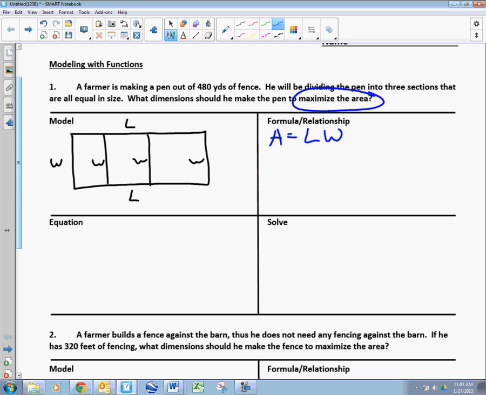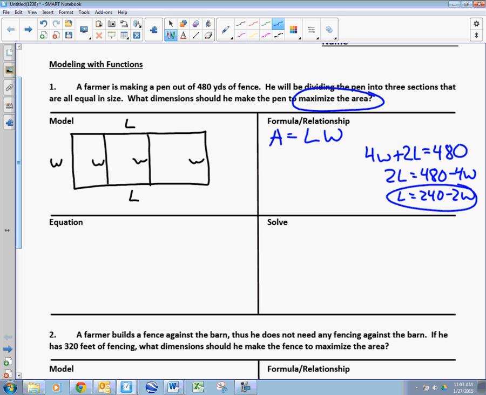So I want to write a function for area, but I can't use 2 variables. I need 1. So help me out. 4W plus 2L is 480. Good. Now I have 2 equations, so I can solve for a variable. So get it in terms of W. That way I can substitute back in. 2L equals 480 minus 4W. So L is 240 minus 2W. Take that, plug it in right there.